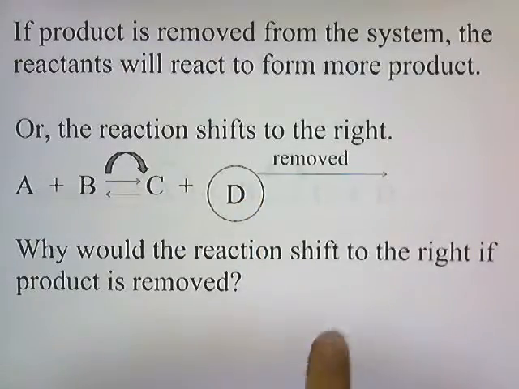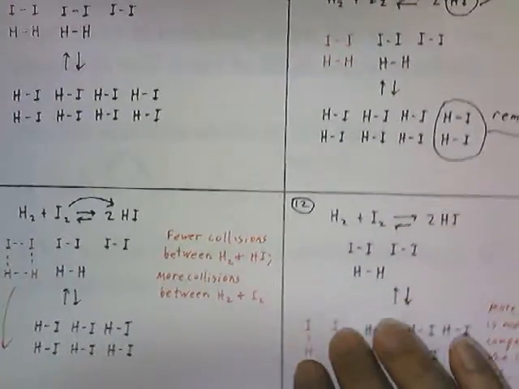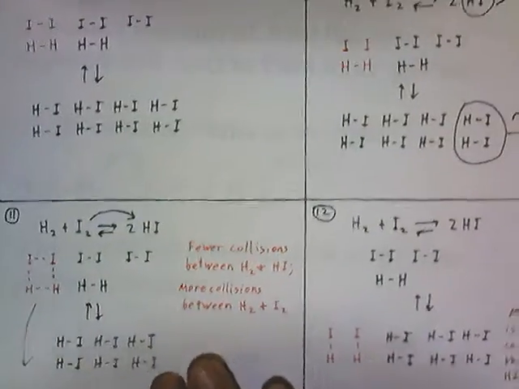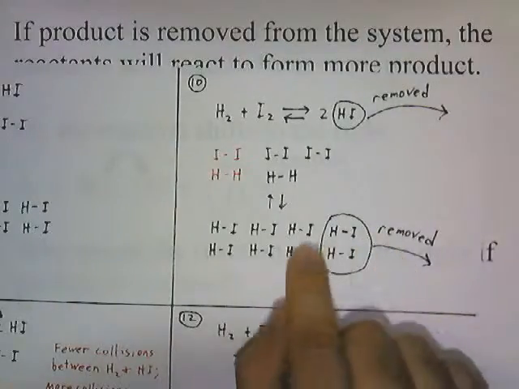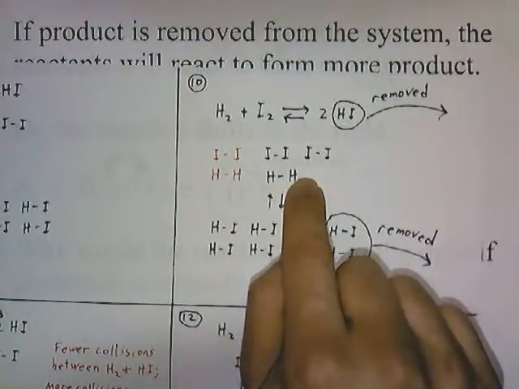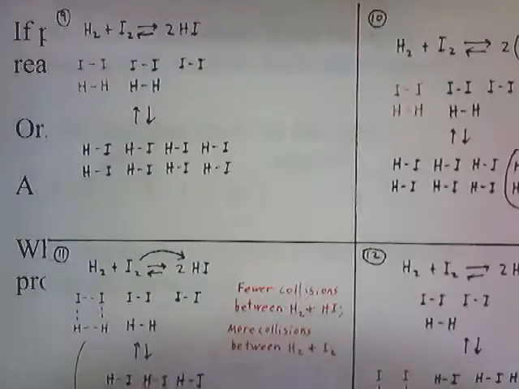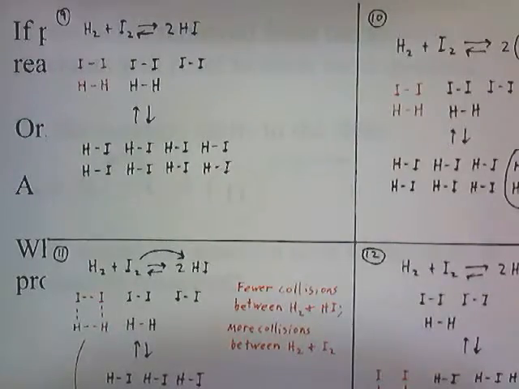Now, why would the reaction shift to the right if the product is removed? Well, I'll tell you why. Now remember that all the reactants and products are in one container and all of them are colliding with each other. Now if some of the HI is removed, there's going to be fewer collisions between HI and H2. All right. H2 is thus more likely to collide with other molecules such as I2. And if there are more collisions between hydrogen and iodine, you're going to get more product, HI being made.